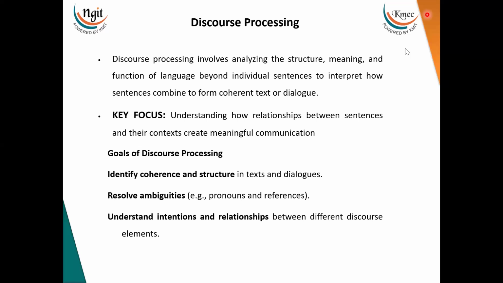Then we talk about discourse processing. What is discourse processing? Discourse processing involves analyzing the structure, meaning, and function of language beyond individual sentences to interpret how sentences combine to form coherent text or dialogue. The key focus is on understanding how relationships between sentences and their context create meaningful communication. The goals of discourse processing are: first, identify coherence and structure in texts and dialogues. Second, resolve ambiguities, for example pronouns and references. Third, understand intentions and relationships between different discourse elements.